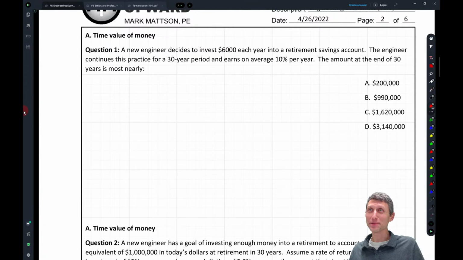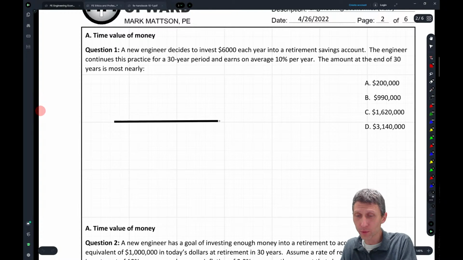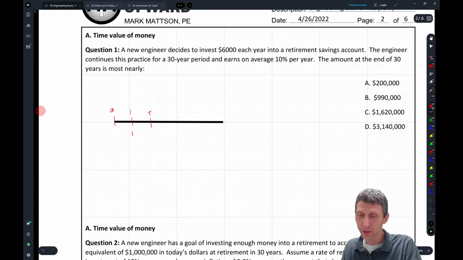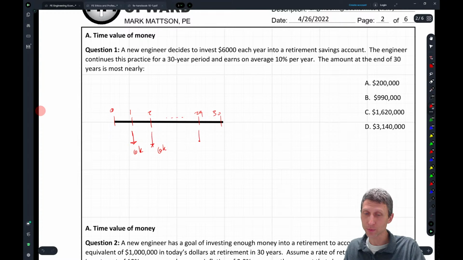And this is one of my favorite examples, because if you want to put away $6 grand a year, guess what happens, right? In engineering economics, there are different ways of looking at this. Typically, most of the time we're using line diagrams. So we're saying, okay, this is year 0, we have year 1, year 2, all the way up to year 29 and year 30, right? So in year 1, we're going to put in $6,000. In year 2, we're going to put in $6,000. We're just going to keep doing that for 30 years, right? We're going to put in $6,000.